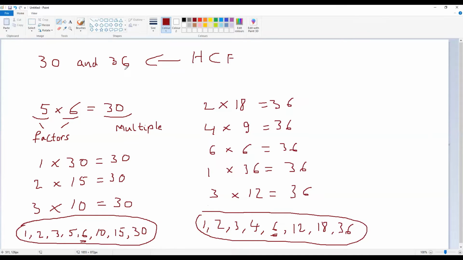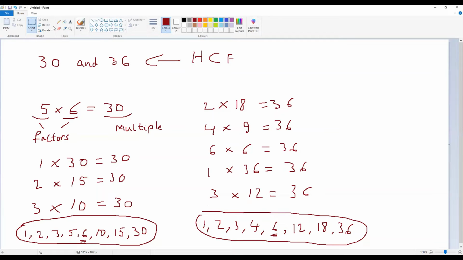But what we want to do in this tutorial is to develop a technique to find the highest common factor of two numbers, regardless of whether they're small or large. I mean, when you've got smaller numbers, it's easy to list out all the factors. But with bigger numbers, then you end up with more and more factors to list out.